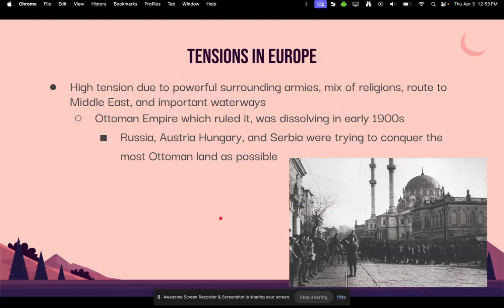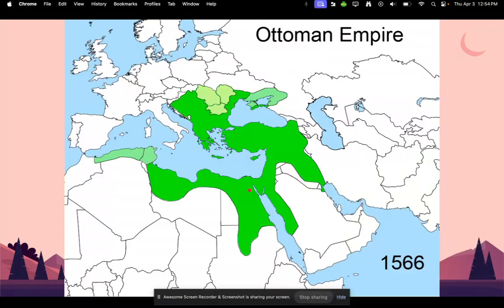So, due to high tensions, the powerful surrounding armies, a mix of religions, the route to the Middle East, and also important waterways. The Ottoman Empire, which ruled it, was slowly dissolving by the early 1900s. So the other European countries saw this. They're like, oh my gosh, the Ottoman Empire is going away. We should go and grab up any of the land that we possibly can. So Russia, Austria-Hungary, and Serbia were all trying to conquer as much Ottoman land as possible.